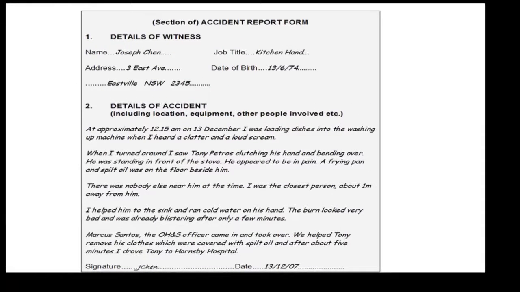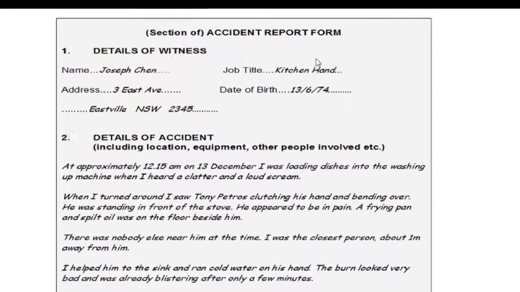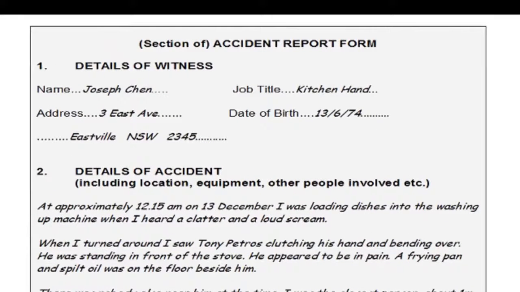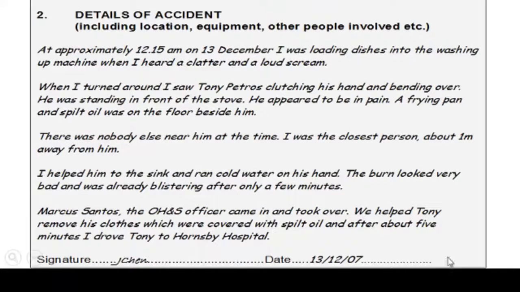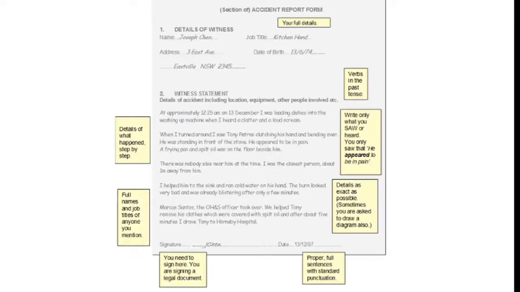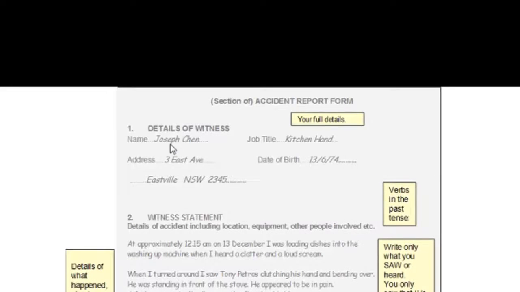So this is the text that we're going to be looking at. This is the model. This is taken from the resource that's on your LibGuide called Write Ideas. So we look at the sections of this accident report. There's the details of the witness, details of the accident, and the signature down the bottom. So now we're looking at the text features on that text. For example, you might point out that we need the full details up here. Just Joe isn't going to do it up there because other people will be looking at it.